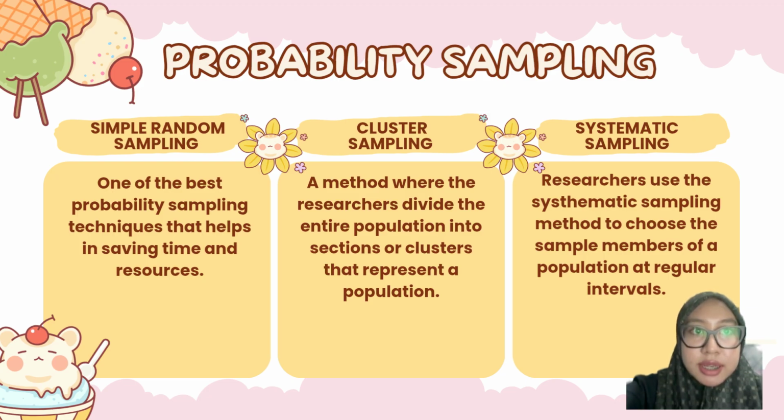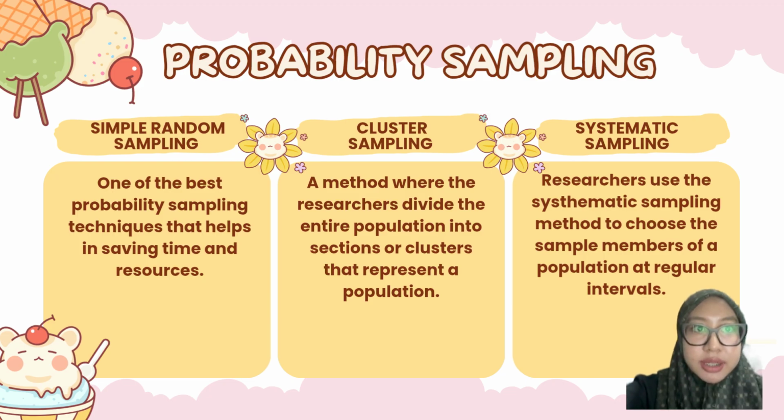Number two is cluster sampling. Cluster sampling is a method where the researchers divide the entire population into sections or clusters that represent the population. This makes it very simple for a survey creator to derive effective inference from the feedback.